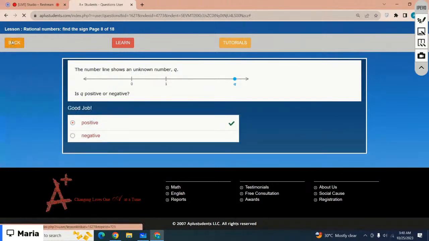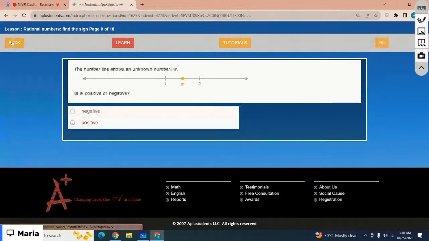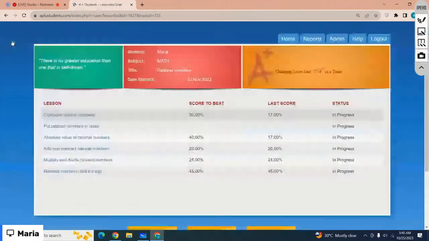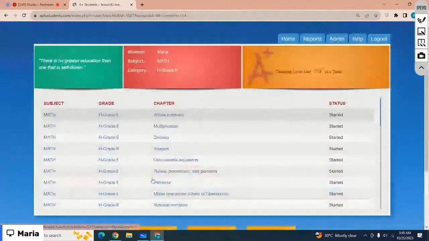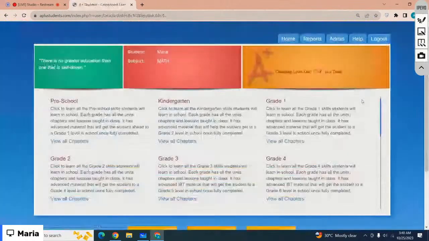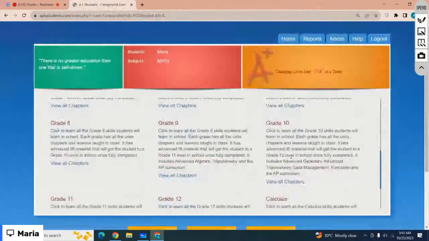So we were working on grade 6 maths. The chapter we're working on is rational numbers. What we'll cover today are compare rational numbers, absolute value of rational numbers, add and subtract rational numbers, multiply and divide rational numbers, and rational numbers find the sign. So please make sure before the next session you complete all the practice questions for the lessons we did today. If you need more help with any of the lessons, you can contact any tutor on the Skype.